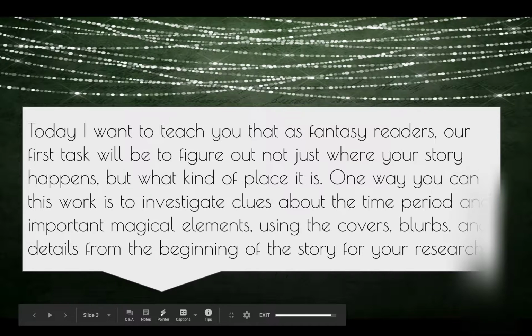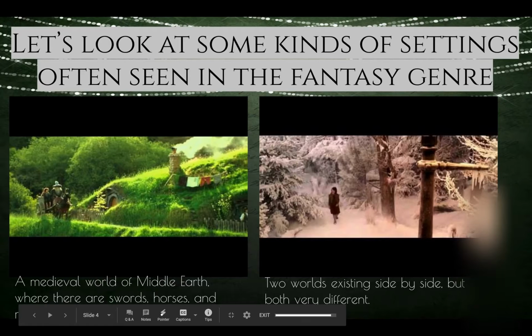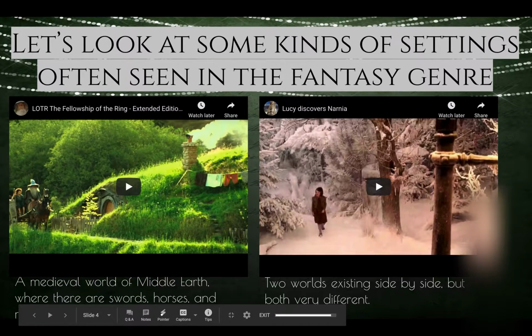One way you can do this work is to investigate clues about the time period and important magical elements using covers, blurbs, and details from the beginning of a story for your research. And I always like to start off with just a couple of clips. So we're going to take a look at a few different types of settings that are often seen in the fantasy genre. And the first type of setting is from the movie Lord of the Rings, also a very well-known book series. And this is a medieval world of Middle Earth where there's swords and horses. So let's go ahead and watch this clip and check out this setting.